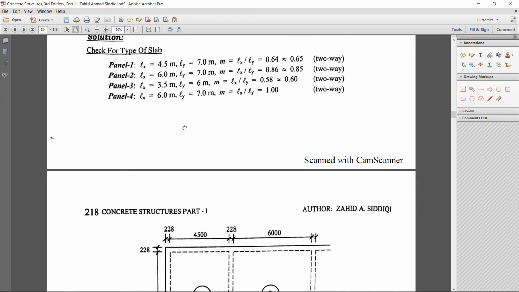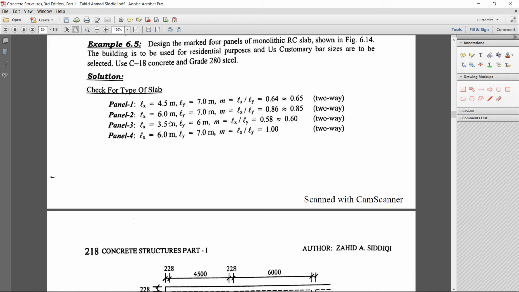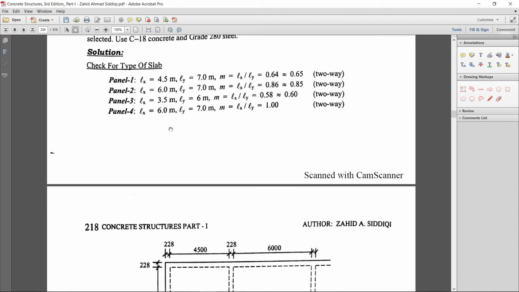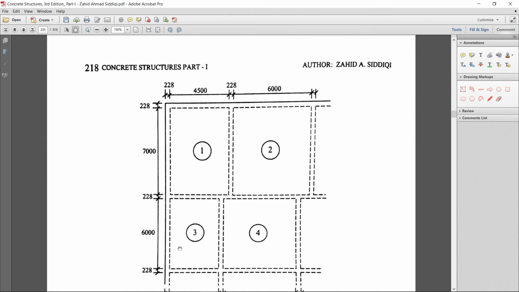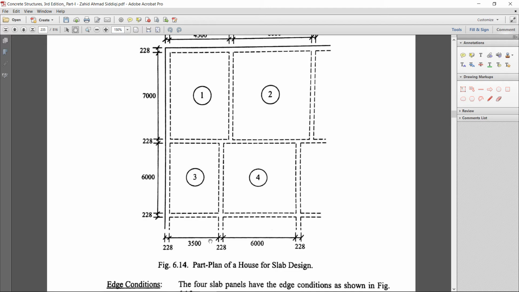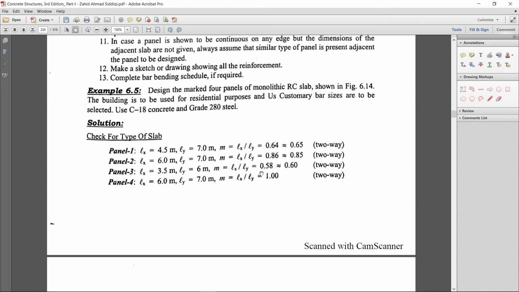Now for slab panel 2, one dimension is 6000 millimeter and the other is 7000 millimeter, meaning the shorter is 6 meter and the longer is 7 meter. m comes to 0.86 and we round it to the nearest value available in the table, that is 0.85. Again a two-way slab. For the third panel, 3.5 divided by 6, the answer is 0.58, approximated to 0.6.